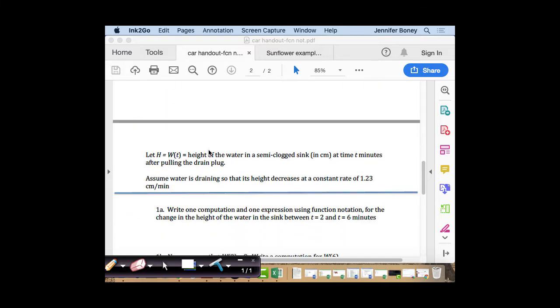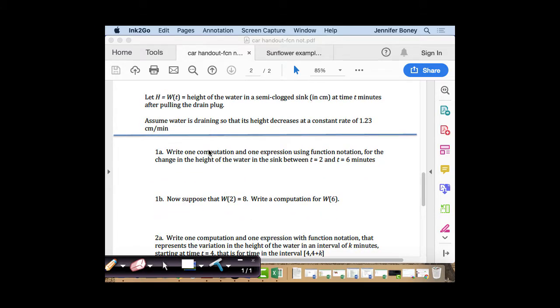All right, so on to the other side of this. So different scenario, we've also got a W, but capital H equals capital W of T. Let's say that this capital W is the function then that relates T, time in minutes, sorry, and H is the height of the water in a semi-clogged sink measured in centimeters. So we were talking about sinks and sink clogs last class. We can turn this on and fill it up. If it's clogged, it'll drain, but it'll be slowly. So we're talking about the rate in centimeters per minute at which it drains.